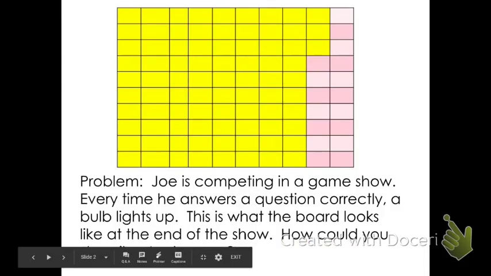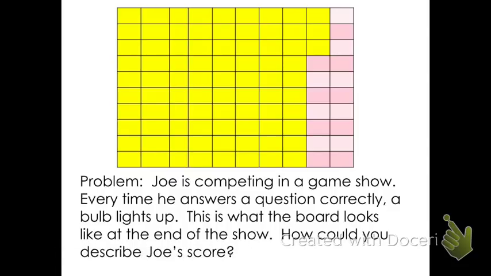The first problem we're looking at says, Joe is competing in a game show. Every time he answers a question correctly, a bulb lights up. This is what the board looks like at the end of the show. How could you describe Joe's score?